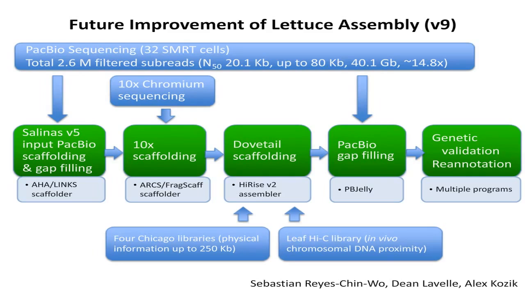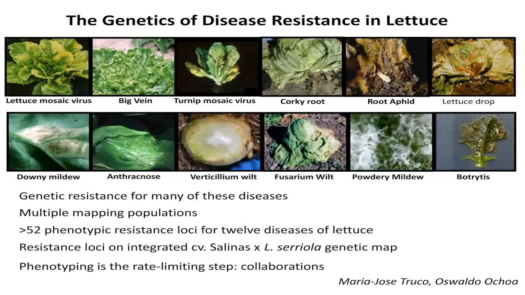So where are we going? Now we've got about as far as we can, I believe, with our current assembly. So what we're now doing is adding more sequence back in. This involves PacBio. We've now sequenced 32 SMRT cells, which is about 15x. We've got some very big libraries in there, and we're using the PacBio for scaffolding and gap filling. We're also using 10x Chromium libraries, which are going to give us pseudo-long fragments of 50 to 100 kb. We'll put that in. We'll then use the Dovetail scaffolding with both the Chicago libraries and the Hi-C information. We'll still have some gap filling to do, and we'll do that from the PacBio sequences. We'll genetically validate what's going on. We'll then reannotate. And so V9 will be a completely reworked genome. But as you can imagine, it's taking some time to do that.